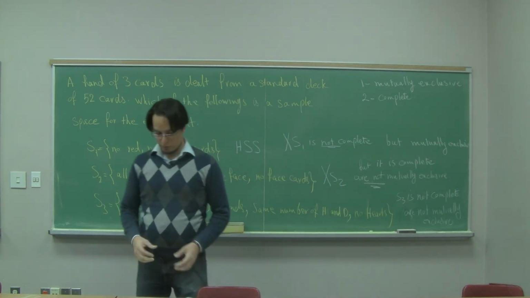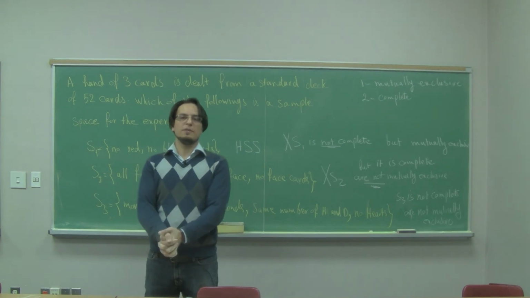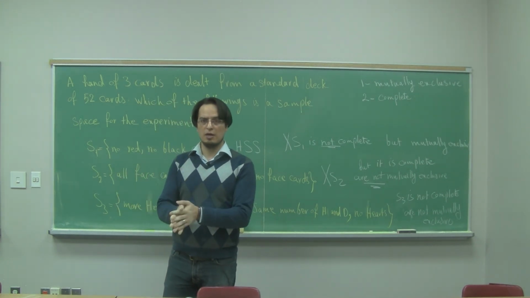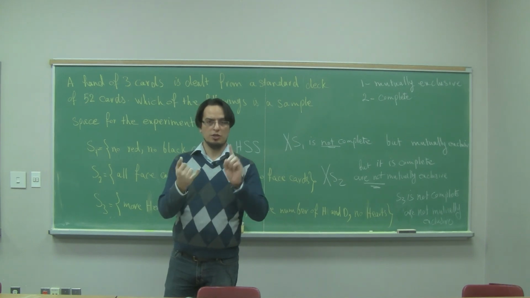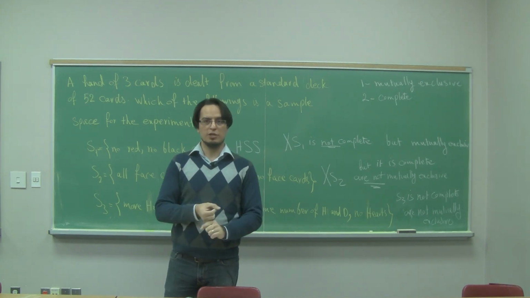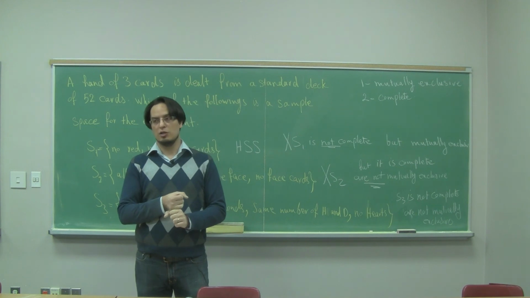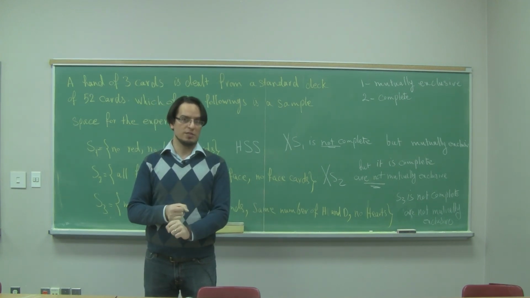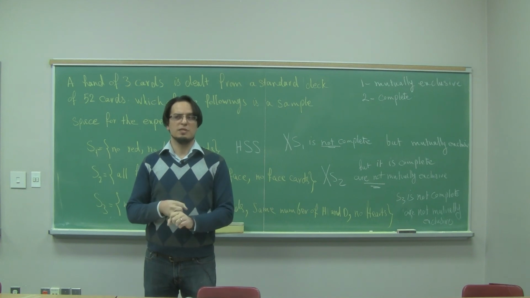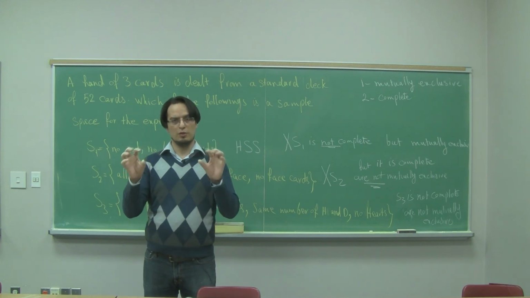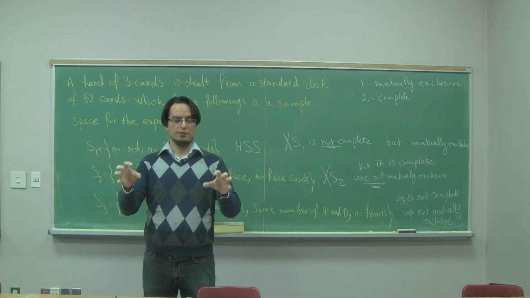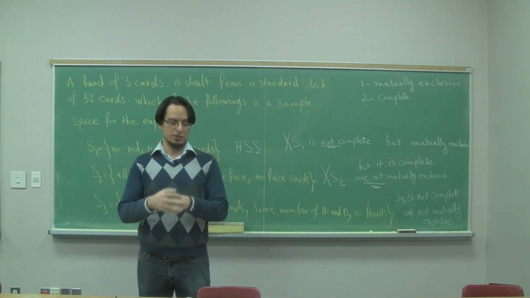Again, a quick wrap up. A sample space is a set of outcomes which are complete and mutually exclusive. Complete means that it includes all the results of the experiment. Mutually exclusive means that any 2 outcomes in that sample space, if you take them, they don't have an intersection.